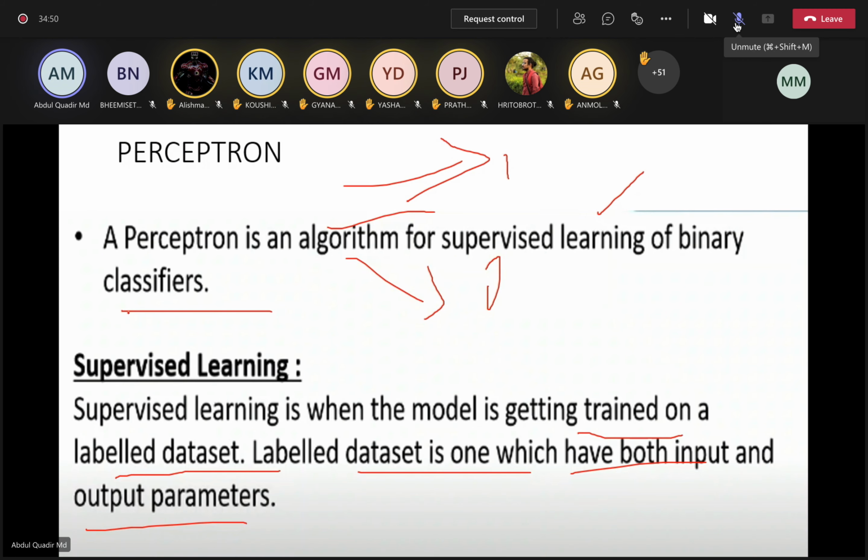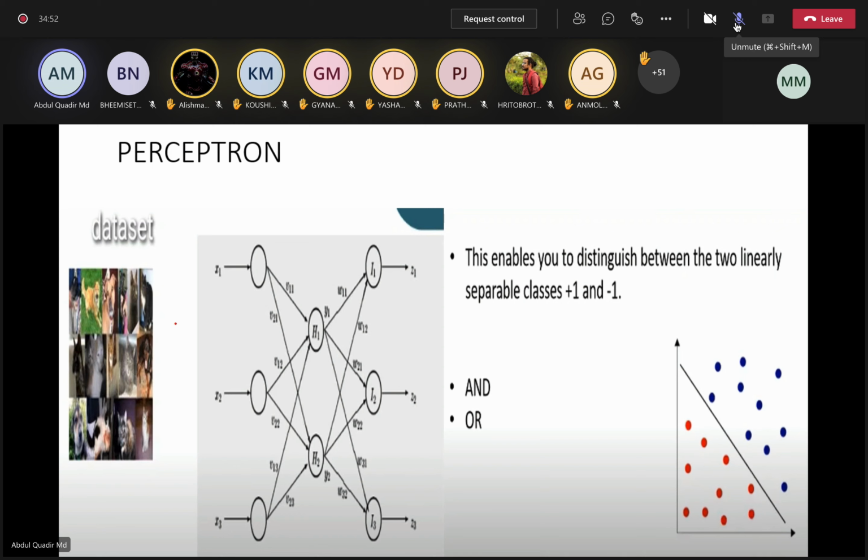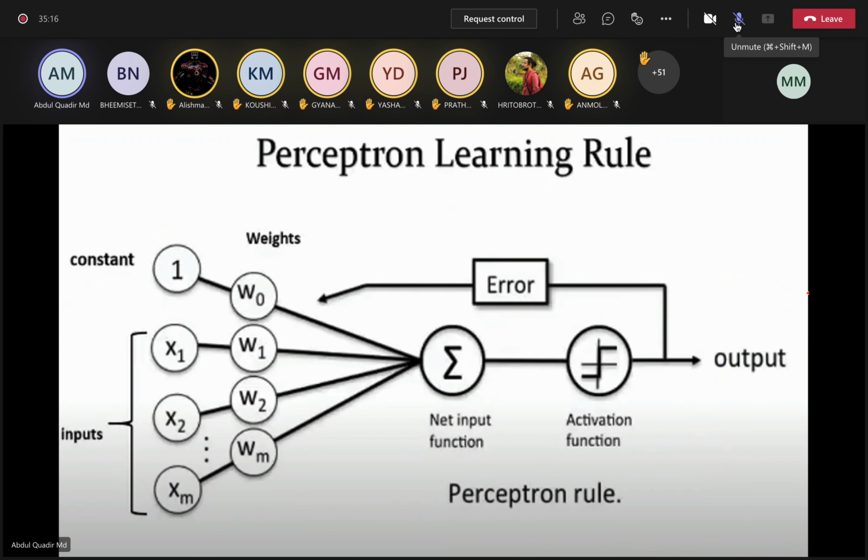So given a data set x1, x2, x3 and the weights, we don't know the hidden output, so now we are calculating. The data set can be a cat or a dog, it can be 1 or 0. This enables you to distinguish between two linearly separable classes, that is 1 or 0. Now, what is the perceptron learning rule?